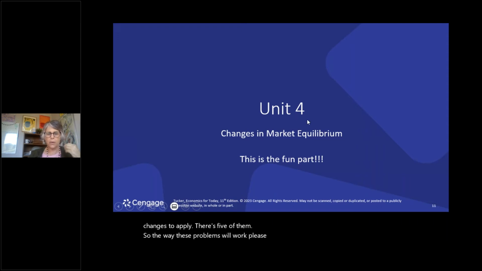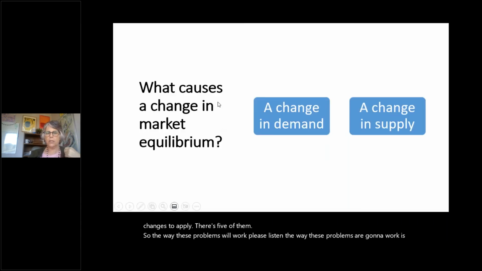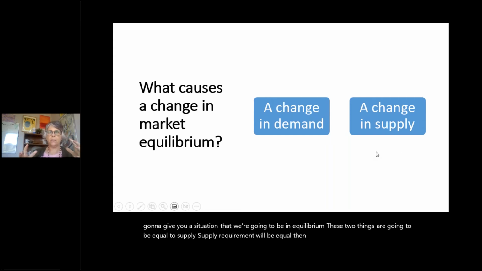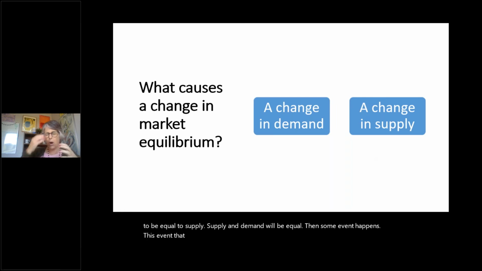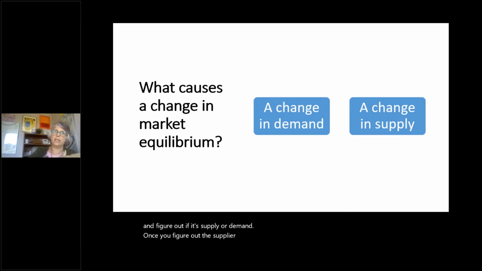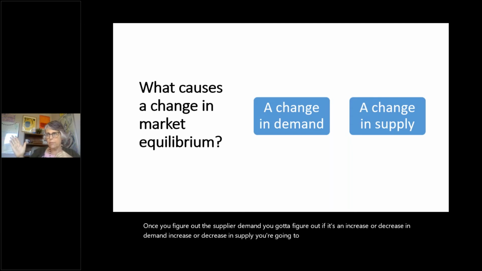The way these problems are going to work is I'm going to give you a situation where we're in equilibrium. These two things are going to be equal, so quantity supplied and quantity demanded will be equal. Then some event happens. You have a whole bunch of practice on your study guide. For this event, you have to look at your supply determinants and your demand determinants, and figure out if it's supply or demand. Once you figure that out, you have to figure out if it's an increase or a decrease in demand, or an increase or decrease in supply. You're going to shift that curve, and you're going to get your new price and quantity.